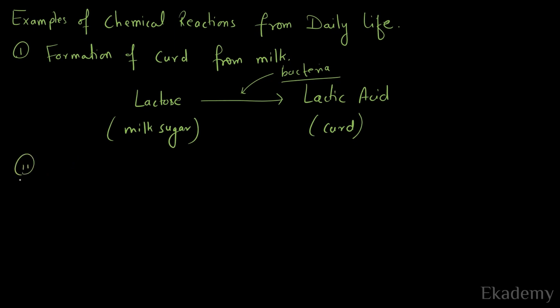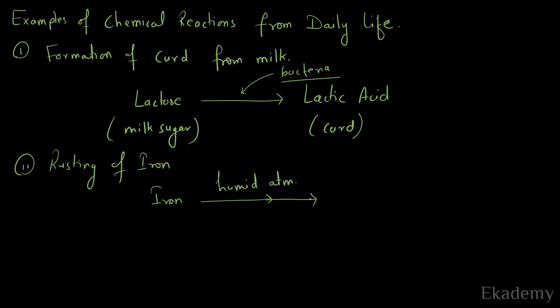The second example can be rusting of iron. What happens here is when iron is kept in humid atmosphere, it forms rust. Now rust is basically oxide of iron. It gets converted into oxide of iron. This is called rust.